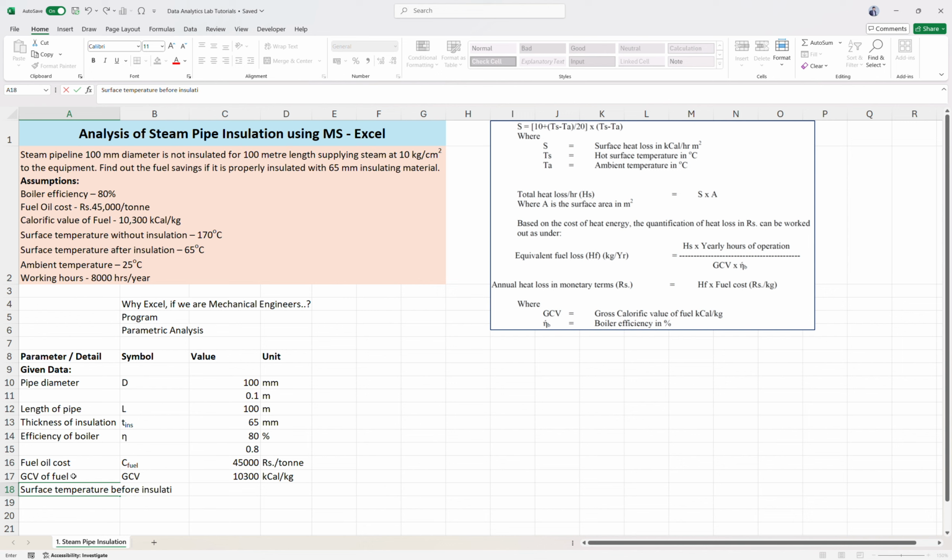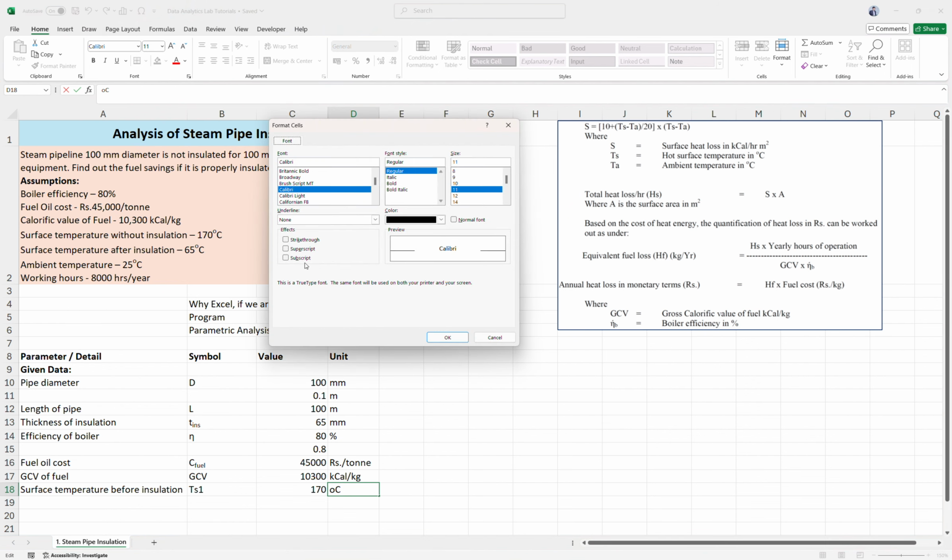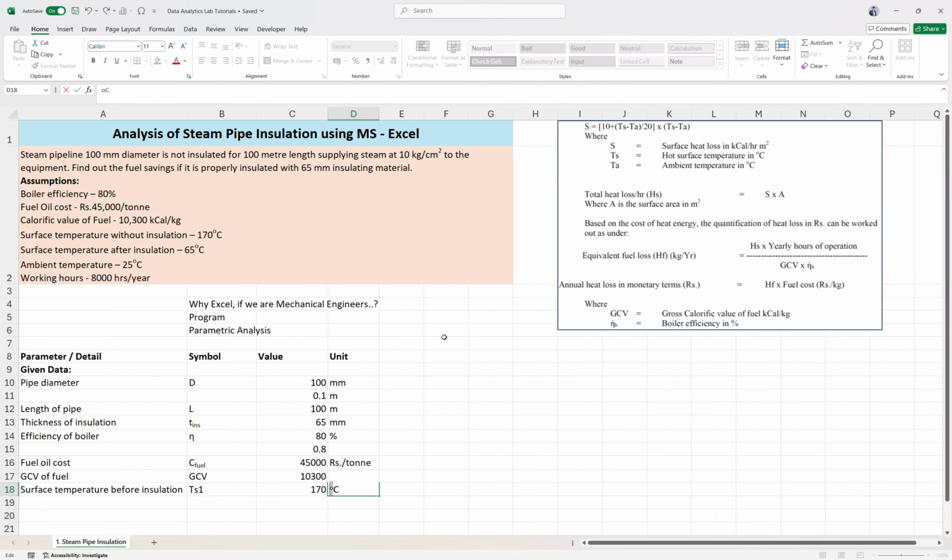Afterwards, surface temperature before insulation. Now there will be two scenarios, temperature before insulation and temperature after insulation. So I will call it TS1. Its value is 170, unit will be degree Celsius. It is up to you if you want to make this degree symbol superscript or not. Sorry, superscript, it will be there. Yes, so it will look like this.